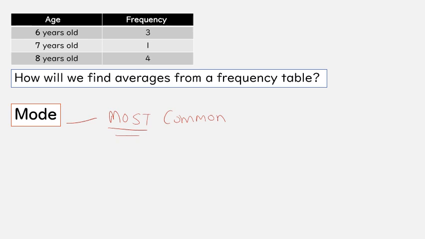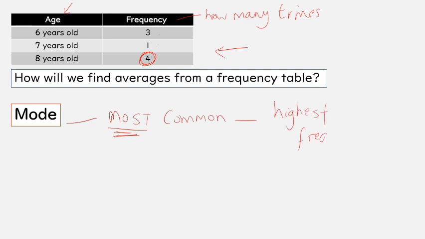It's easy when it's in a list. However, we haven't got a list, we've got the table. So let's have a look at the table. So here the age tells us we've got 6-year-olds, 7-year-olds, 8-year-olds. And the frequency, remember, tells us how many times. So it tells us how many times each number comes up. So surely the mode, being the most common, will be the number that has the highest frequency. So the highest frequency is this number here. So now looking at the table, we're looking at highest frequency, which is the same as the most common.